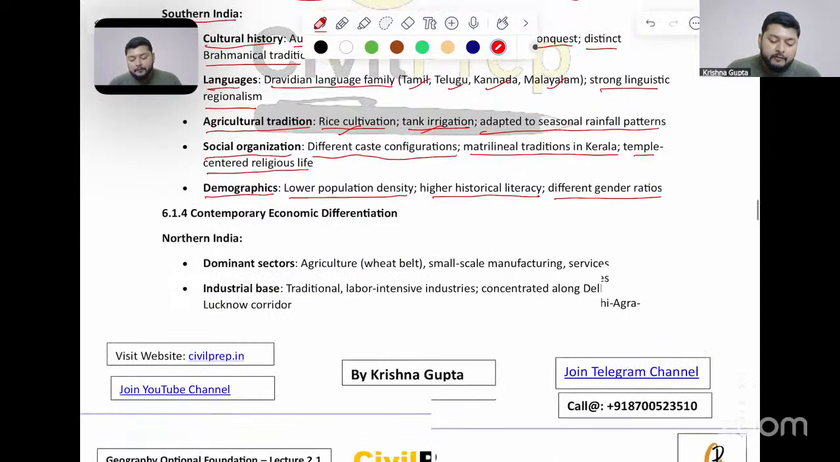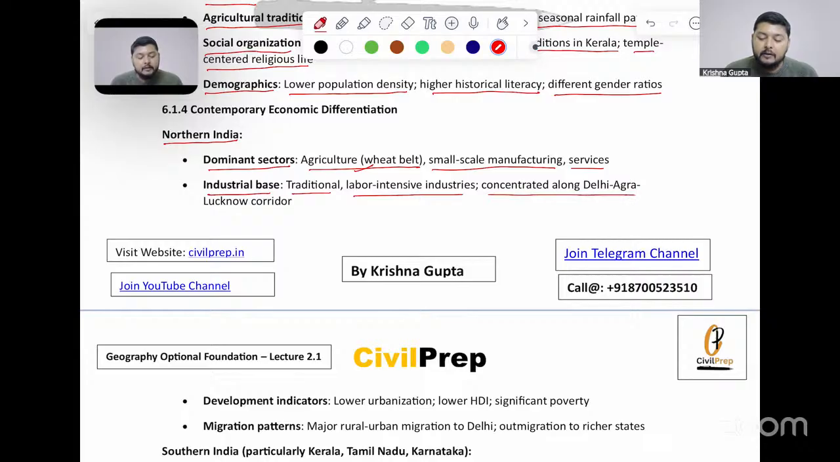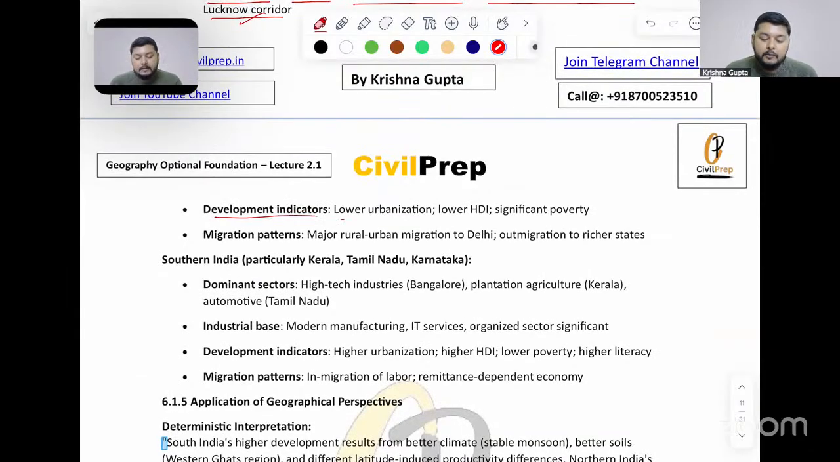Now, when we look at contemporary economic differentiation, in northern India the dominant sector is agriculture, the wheat belt, with small-scale manufacturing and services. Industrial base, traditional, labor-intensive industries concentrated along the Delhi-Agra-Lucknow corridor. Development indicators, lower urbanization, lower human development index, significant poverty is prevailing in this North India region. Migration patterns, major rural-urban migration to Delhi, and out-migration to richer states like Gujarat, Maharashtra, Punjab is taking place.